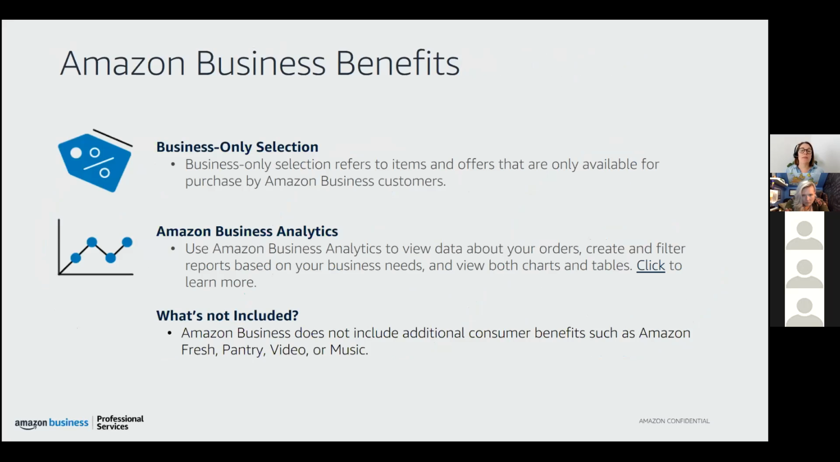In addition to that, with Amazon Business, you have access to business-only items and offers. So those are additional products only available via Amazon Business. You also have access to Amazon Business Analytics. This is where you can view data about your orders and your spending, and your admins will also use this to see spending on the entire account. However, do note that Amazon Business does not include the consumer-like benefits you would find with personal Amazon Prime. So you won't have access to Amazon Fresh, Pantry, video, or music via Amazon Business.